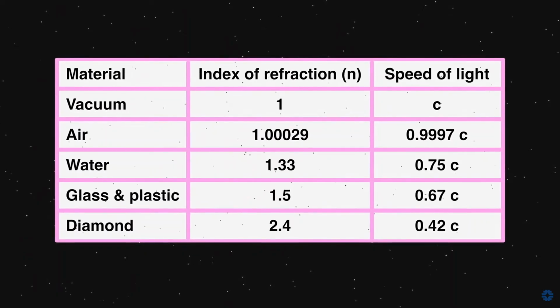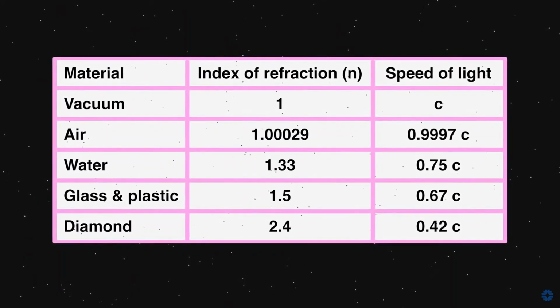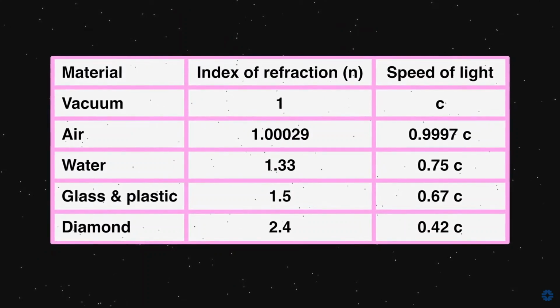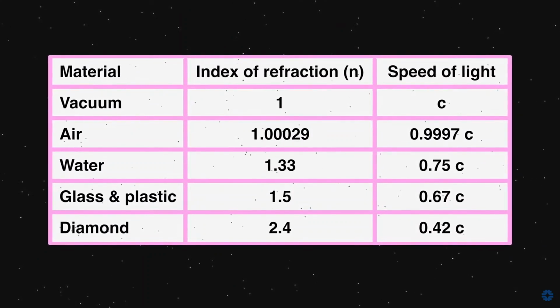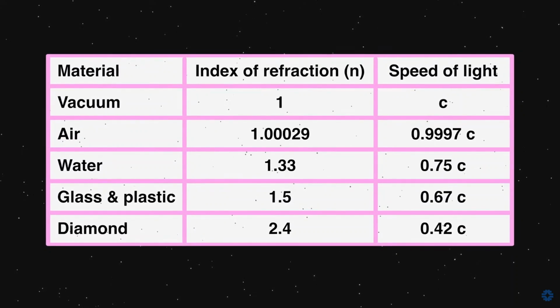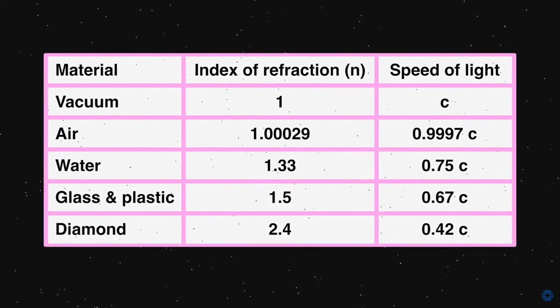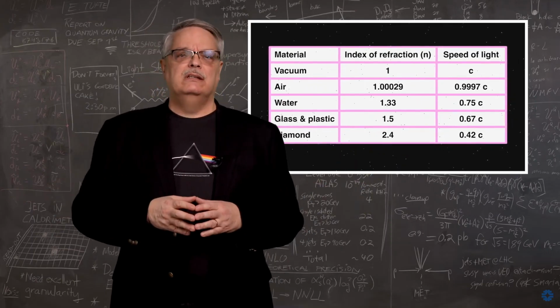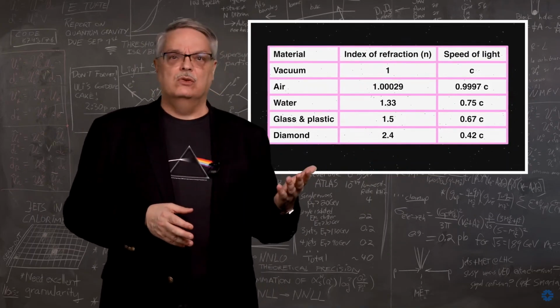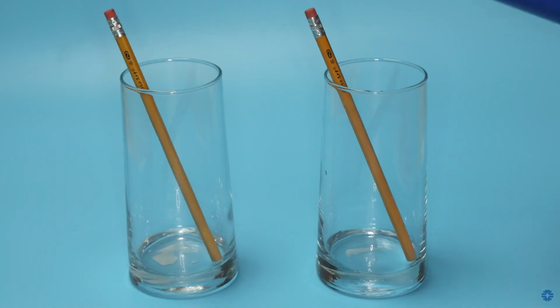The index of refraction, always written as little n, is a number greater than 1, and the speed of light in a material is just the speed of light in a vacuum divided by the index of refraction. I put a table here to give you a sense of how much light can slow down in common materials.